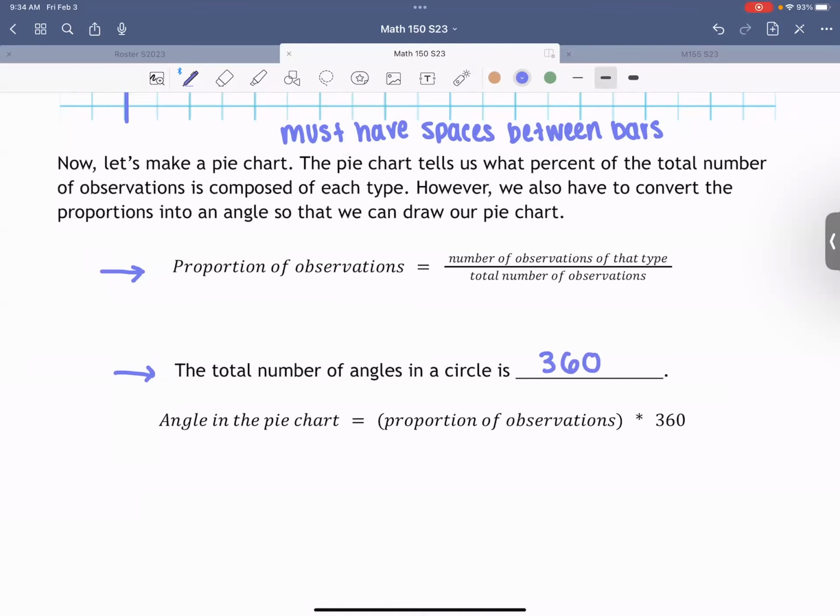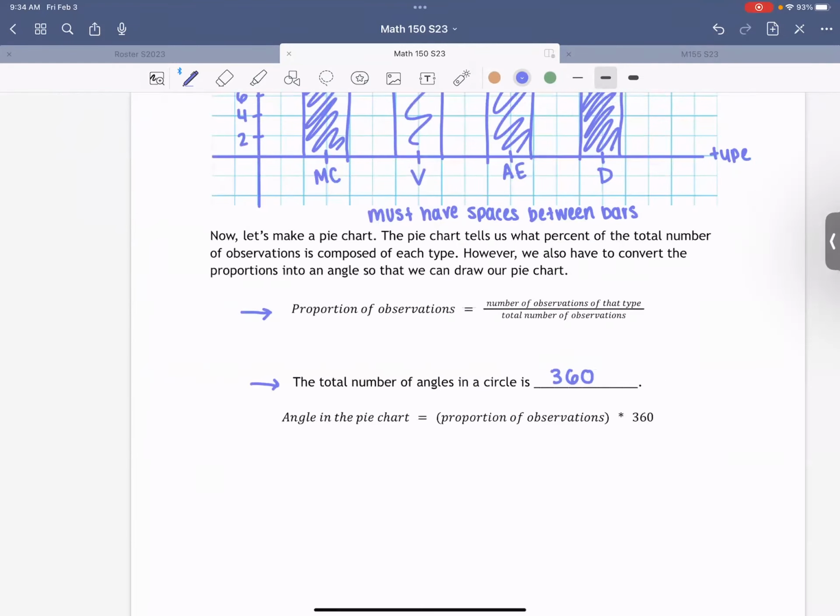Okay. Now, if we want to find the angle on a pie chart, what we're going to do is take the proportion of times you see Visa or MasterCard or something like that, and just multiply it by 360. So just multiply that proportion by 360, and you've got the angle on your pie chart. Not too bad. Let's do an example.